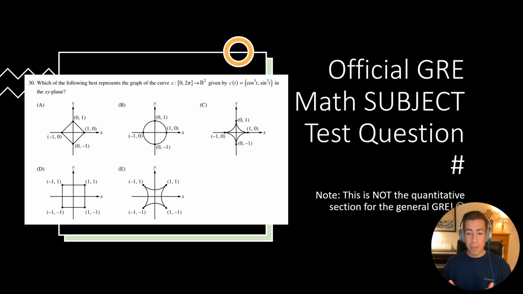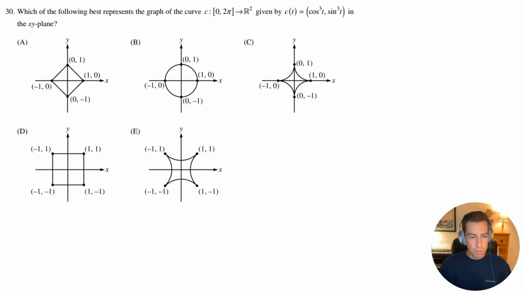Question number 30, let's get right into it. Which of the following best represents the graph of the curve for this condition given by this parametric function in the xy plane? Okay, so we have an interesting expression here. We have this parametric equation. I guess technically it's an equation. Anyway, we have to figure out which of these graphs best represents it.